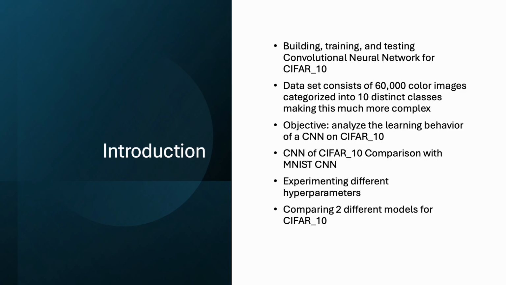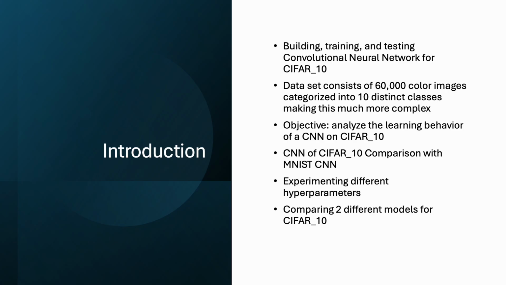A quick introduction to the beginning of this project. For this project, I focused on building, training, and testing a convolutional neural network on the CIFAR 10 dataset. This is a widely used benchmark for image classification tasks. The dataset consists of 60,000 color images that are categorized into 10 distinct classes, making this more complex than a grayscale dataset such as MNIST.